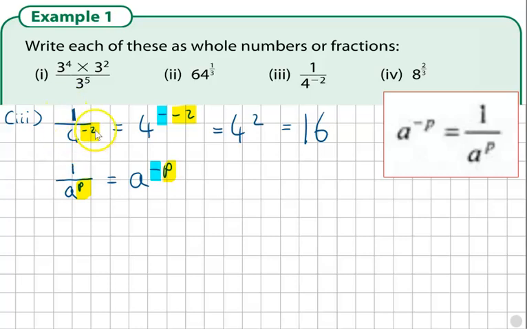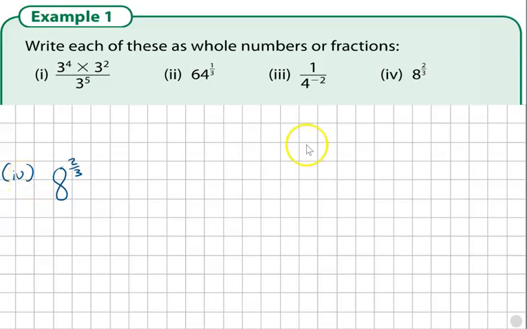So 1 over 4 to the power of minus 2 becomes 4 to the power of minus 2, and minus 2 is positive 2, and 4 squared is 16. This is quite a tricky one. We started off with our formula, a to the power of minus p is equal to 1 over a to the power of positive p. I flipped it around the opposite way because we were starting with the fraction. So the 4 was the a, the blue minus comes from the formula, and the second minus comes from the original power in the question. That's why we have minus 2. Quite a tricky one.